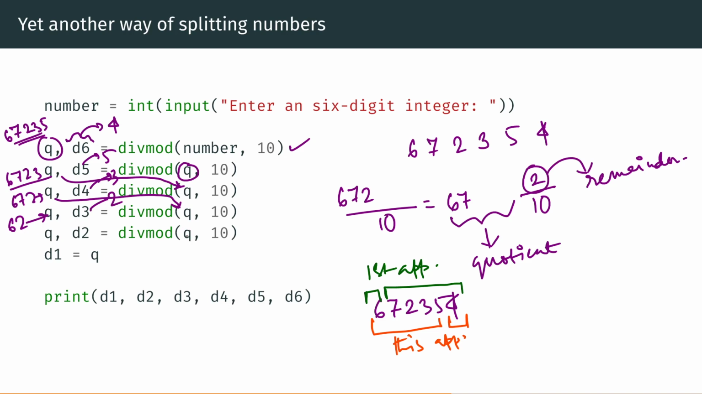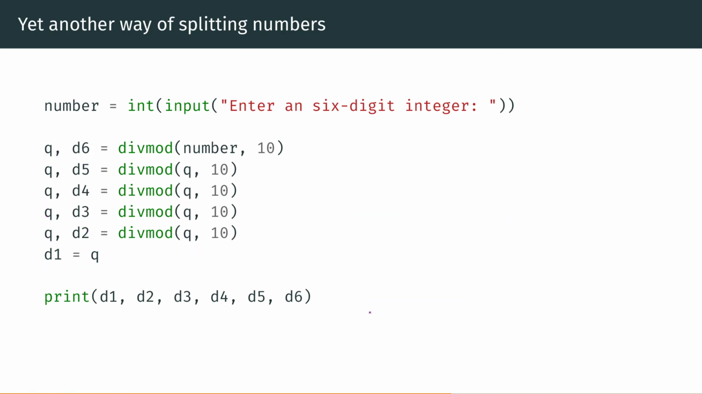The 67 is sent here, so this would be 67. 67 over 10 will give you 6 and then 7 over 10. So this is 6, this is 7, and that's what we do here. So instead of extracting the numbers from the left, this will let you extract the numbers from the right.